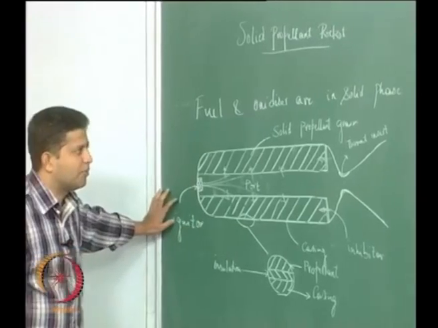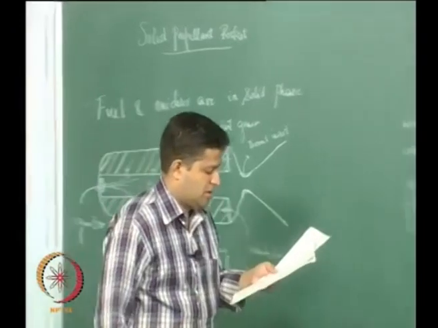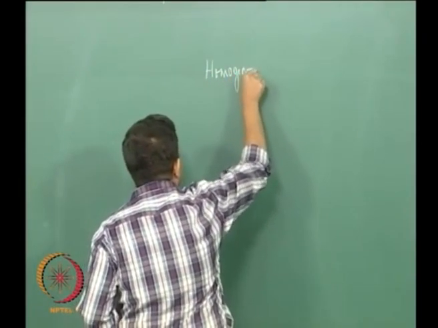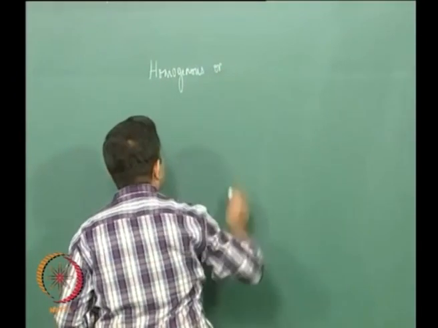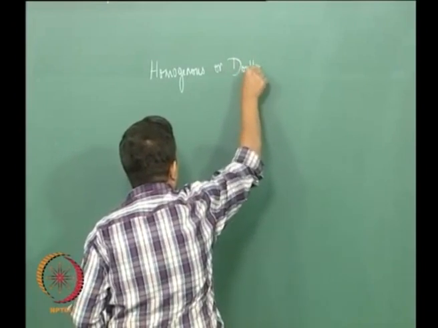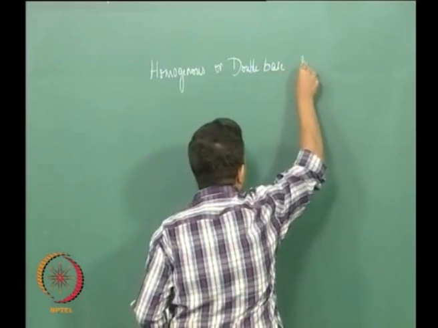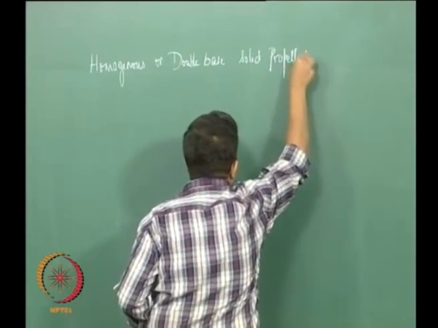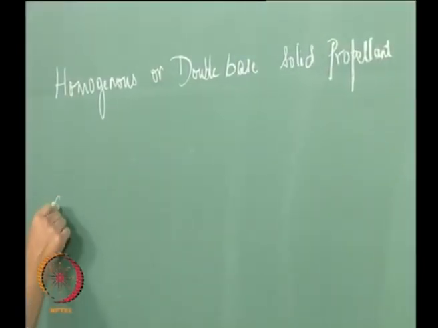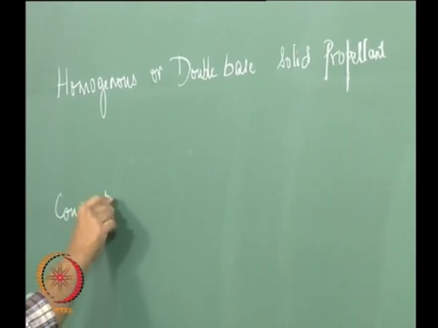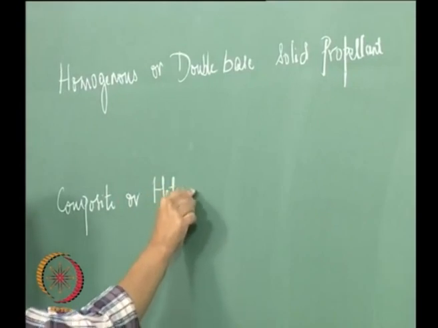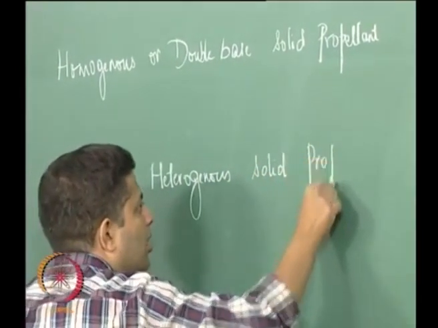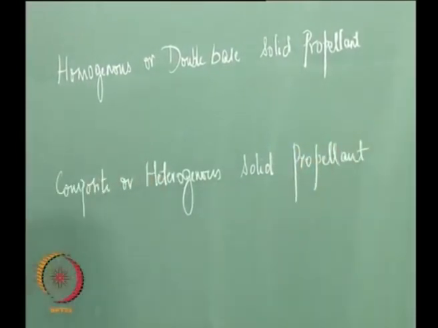Now there are two kinds of solid propellants that have been predominantly used. One is known as homogeneous or double base solid propellant, and the other one is composite or heterogeneous solid propellant.